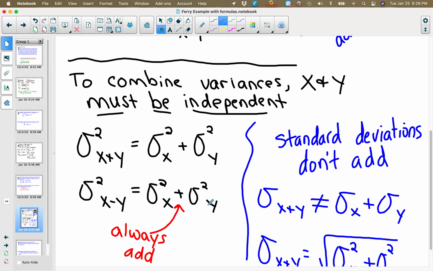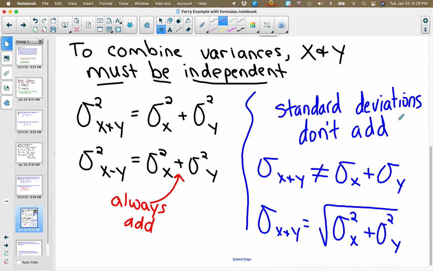That's not a typo. You always add. The idea is whenever you are combining two variables, whether you're adding or subtracting, you're always going to create more variance when you are combining two variables that each have their own variance. Keep in mind that standard deviations don't add. So you can't make this statement like you can with means. Standard deviations don't add. Variances do.